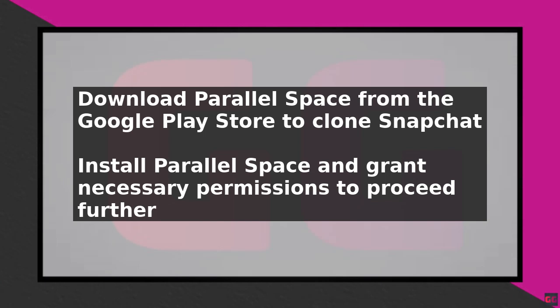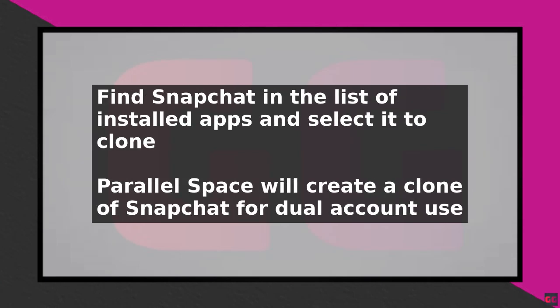Once you have installed Parallel Space, open the app and grant the necessary permissions. You will then see a list of installed apps on your device. Find Snapchat in the list and select it. Parallel Space will then create a clone of Snapchat.